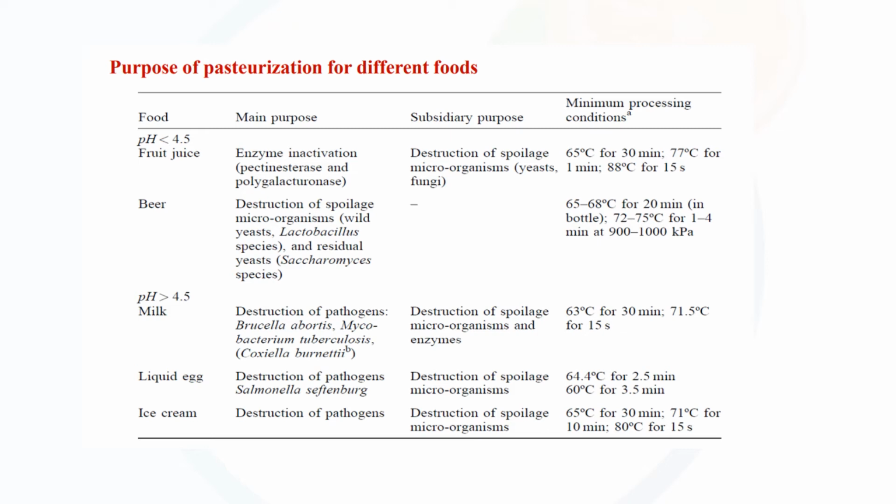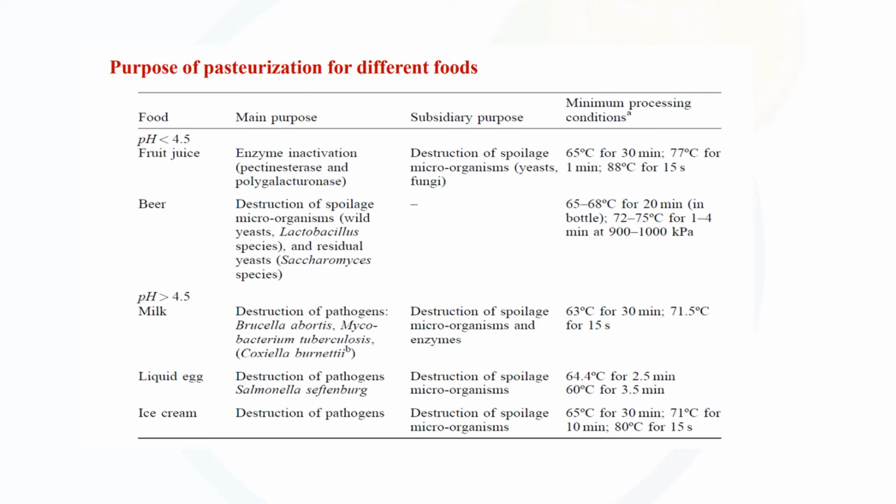For foods with higher pH, above 4.5, like milk, the main purpose is destruction of pathogens like Brucella abortus, and the subsidiary purpose is destruction of spoilage microorganisms and enzymes. The minimum processing condition applied is 63 degrees Celsius for 30 minutes or 71.5 degrees Celsius for 15 seconds.